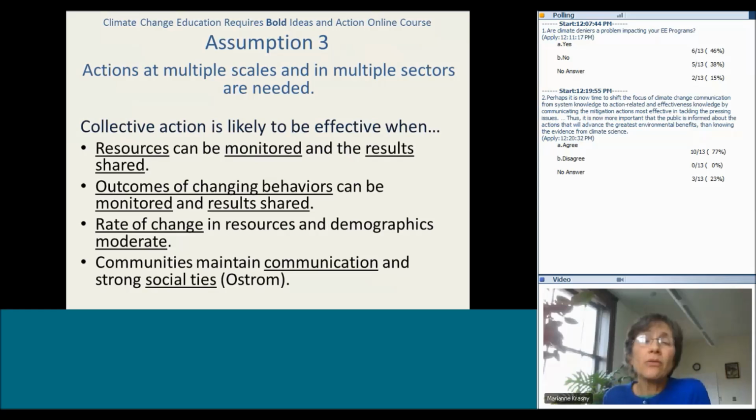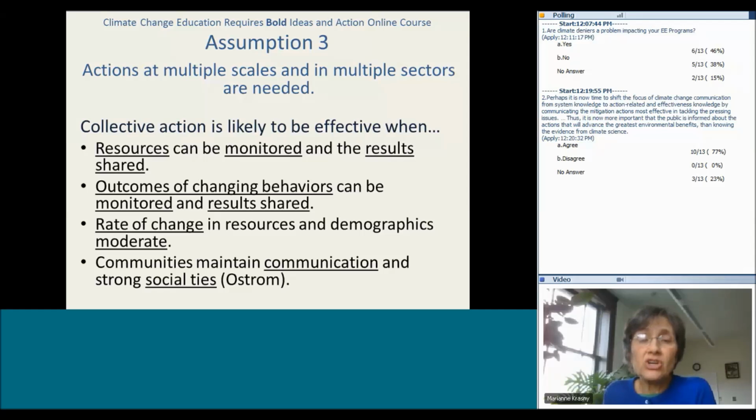So some of the other factors that she's found over many years of her research that are likely to be present when people take collective action are things like resources, and here we've said natural resources, can be monitored, and then the results can be shared. So people have a way to keep track of the resources and what's happening with them. Also, the outcomes of people changing their behaviors or changing policies can be monitored, and the results can be shared. So we know sort of who's doing what and what impact that's having.